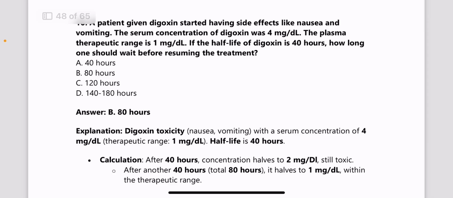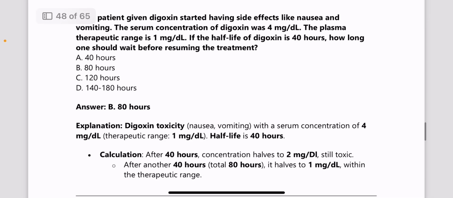Next, a patient given digoxin started having side effects like nausea and vomiting, and the serum concentration of digoxin was 4 mg per deciliter. Plasma therapeutic range is 1 mg per deciliter. Half-life is also given as 40 hours. How long should one wait before resuming the treatment?